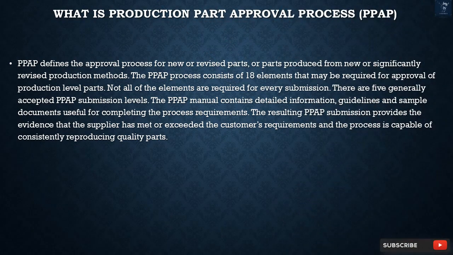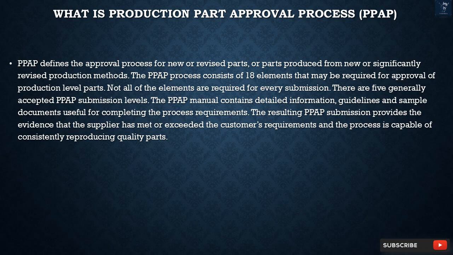What is production part approval process, PPAP? PPAP defines the approval process for new or revised parts, or parts produced from new or significantly revised production methods. The PPAP process consists of 18 elements that may be required for approval of production-level parts. Not all of the elements are required for every submission. There are 5 generally accepted PPAP submission levels. The PPAP manual contains detailed information, guidelines, and sample documents useful for completing the process requirements.